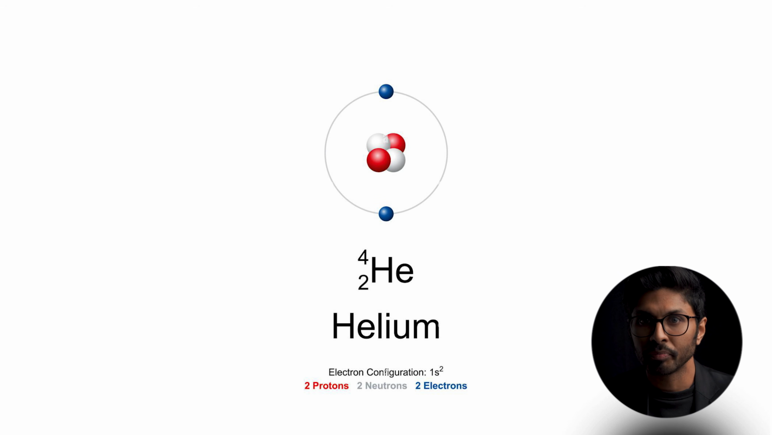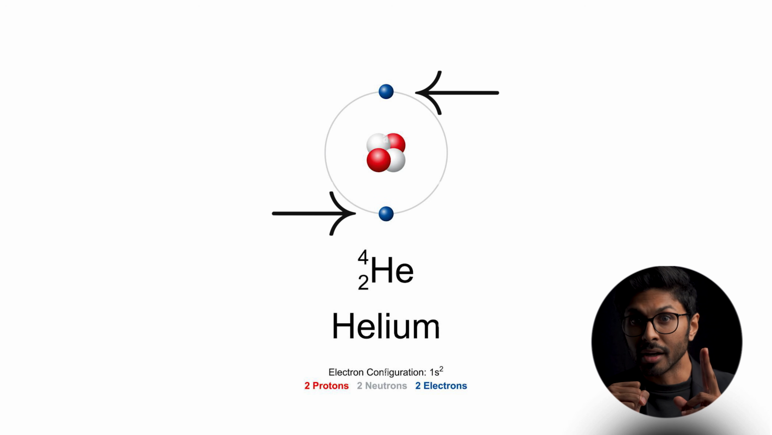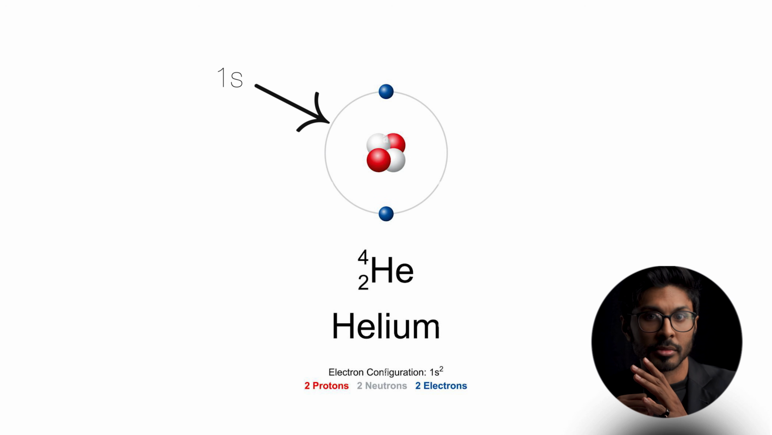For helium, with 2 protons in the nucleus and 2 electrons outside, both electrons sit in the 1s orbital. And that's it. This energy level is now full. The first one can only hold 2. The bottom drawer's single folder, the S folder, can only fit 2 sheets of paper in it.